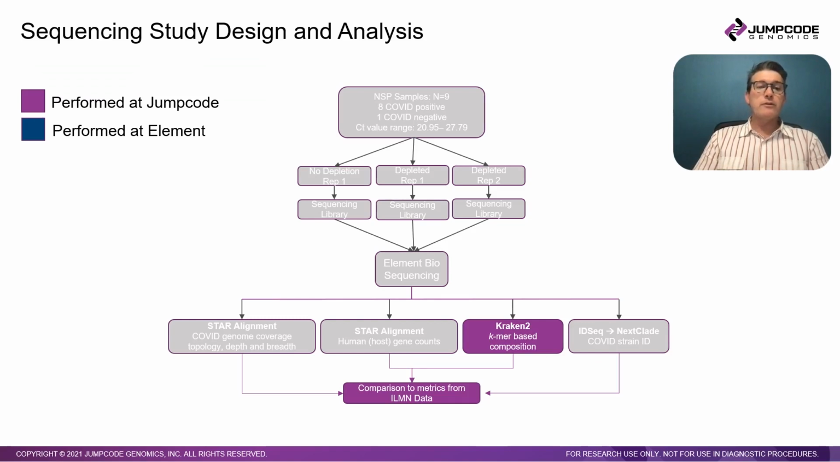Next, moving through the analysis, we can look at data that's generated from Kraken-2, which is a k-mer based composition pipeline. It allows us to understand what bacterial composition is in the sample, and then we can compare that as well to the Illumina data previously generated.